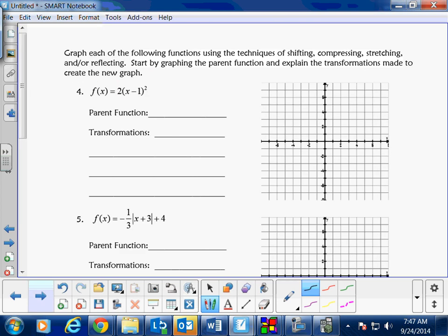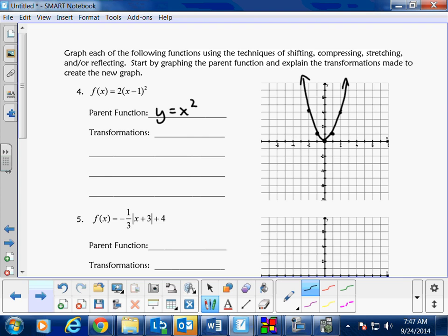Okay, now this next problem, problem 4, I want you to graph each of the following functions using the techniques of shifting, compressing, stretching, or reflecting. Start by graphing the parent function and explain the transformations made to create the new graph. Now the parent function on this one is simply x squared, which means I'll have an x squared graph. Now I'm going to draw the parent function first, and I'll make it in black. 2, 4. That way.